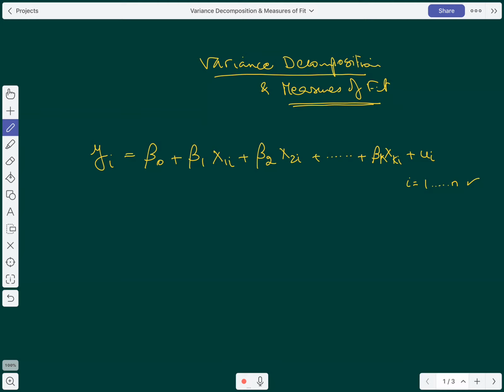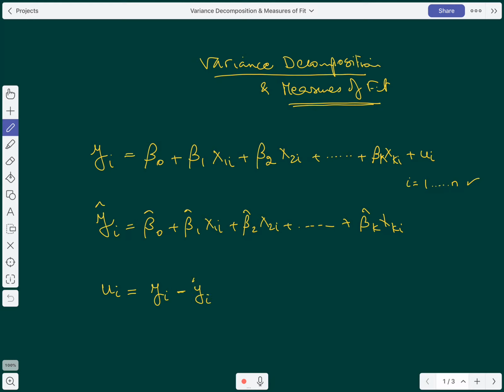We can simply write it in an estimated form, and we say it's basically beta hat naught plus beta hat 1 x1i plus beta hat 2 x2i plus beta hat k xki, and of course, as we said before, we basically want this error term, which is the difference between the actual value of the dependent variable minus the estimated value of the dependent variable, to be as small as possible.